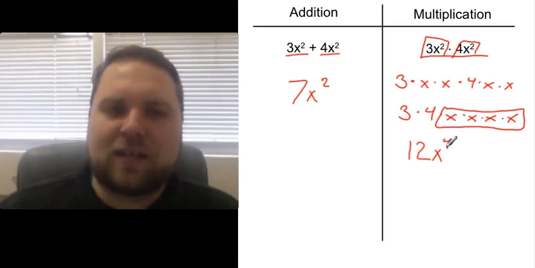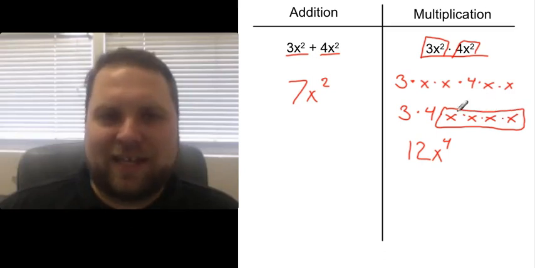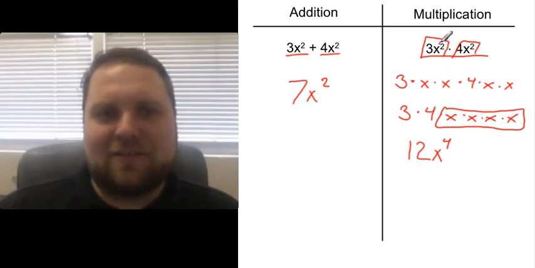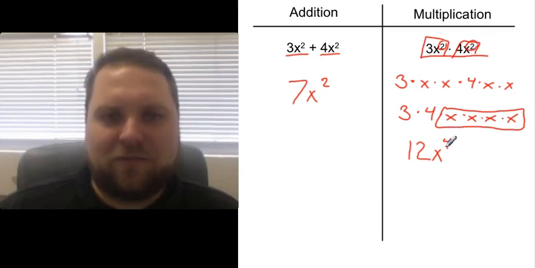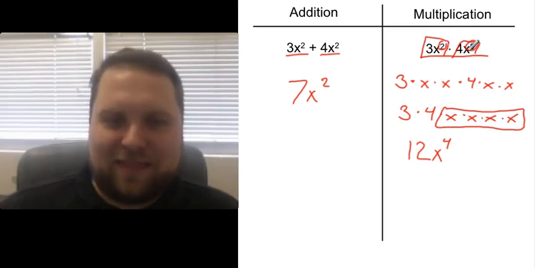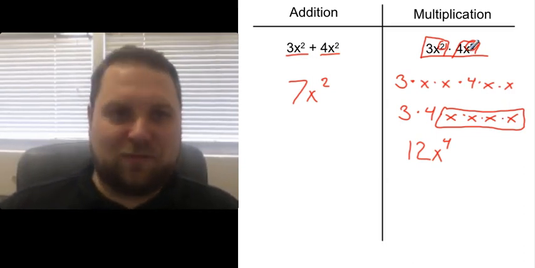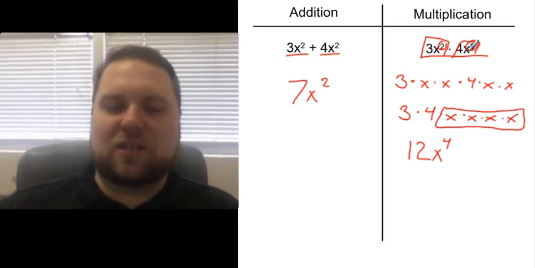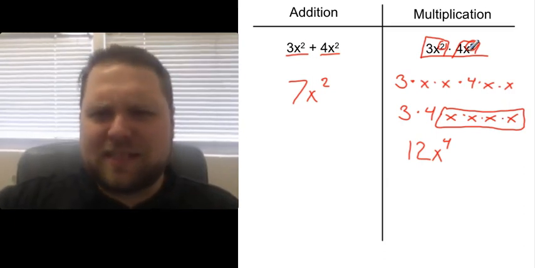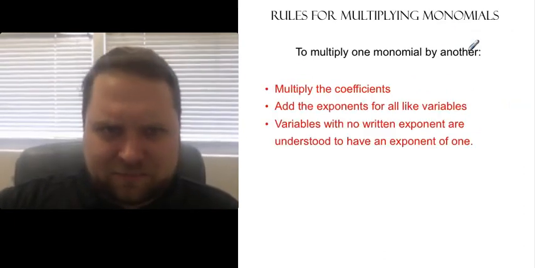So where this 4 came from is just adding how many x's I'm multiplying by. And it turns out I can do that by adding those exponents together. 2 plus 2 is 4. So even though it's multiplication, to find what that exponent is, I'm going to add. And that's where this gets different and tricky, and people get confused on this difference between addition and multiplication in polynomials. So let's get a rundown of rules for this.